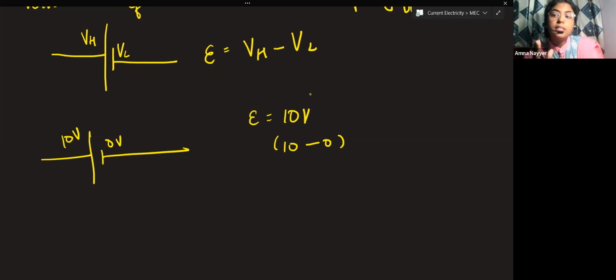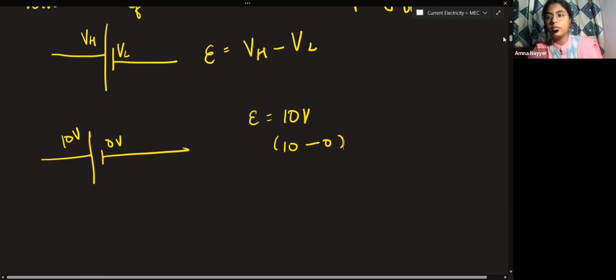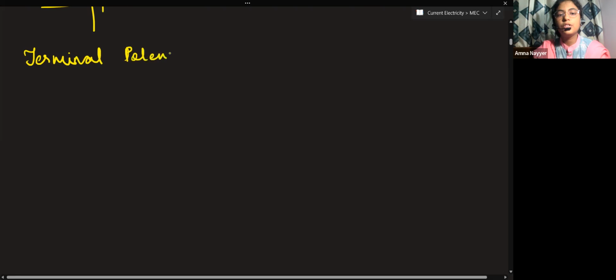Now, if this is the potential difference, then what is terminal potential difference? I told you, three terms are there which are very important: EMF, potential difference, terminal potential difference. What makes EMF different from terminal potential difference?